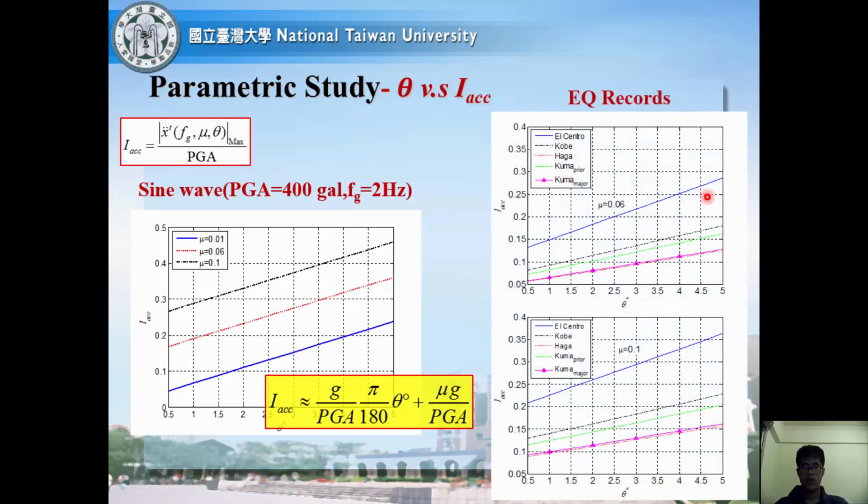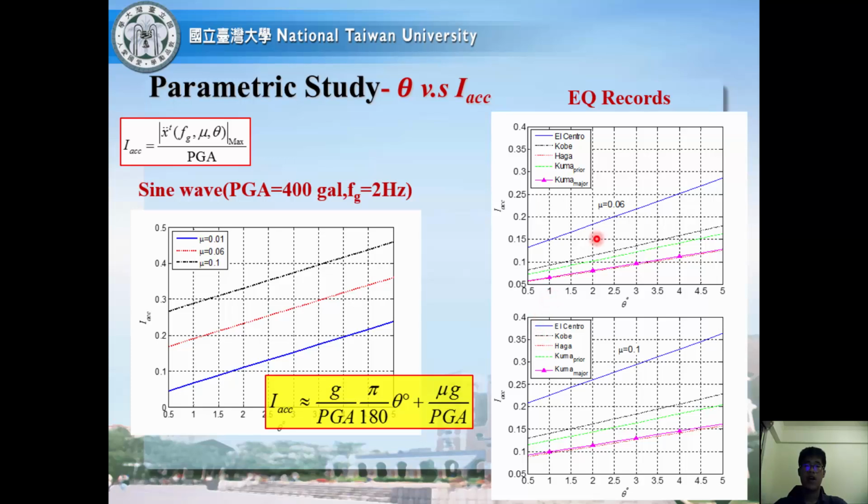In order to know the performance of our system under the earthquake excitation, we look at the right figure. First of all, the scales of the x and y axes are the same for these two figures. This relationship gives us an idea that a smaller PGA will create a larger slope for the linear equation. Also, if we increase the friction coefficient, the y-intercept will increase as well.